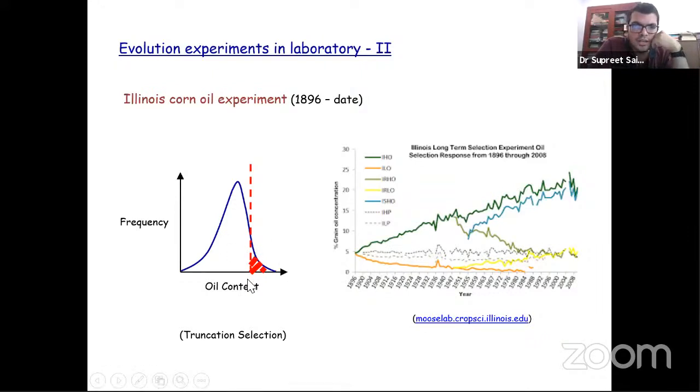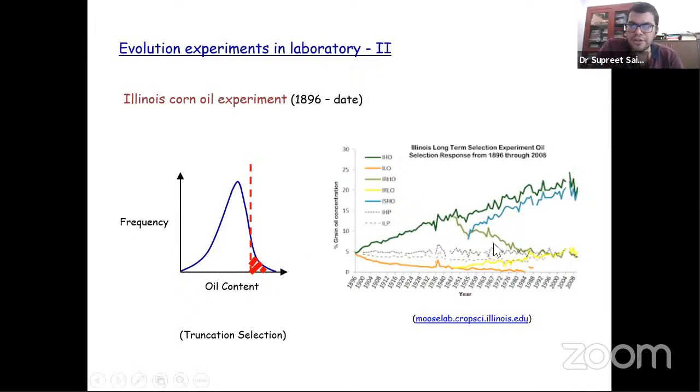So only these guys are allowed to replicate and form the next year's generation. And in the next year's generation, the same process would be repeated, that only the top 15% are allowed to form seed for the following year's generation, and so on and so forth. And this process has been going on for over 125 years now.